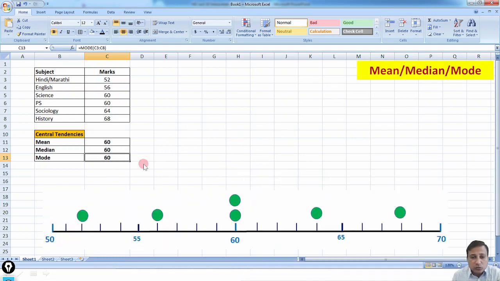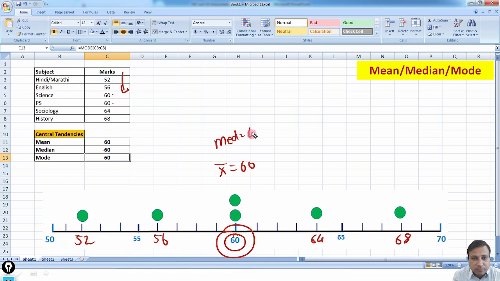Now let me take you all to the distribution. Here are the marks of a particular student. Here is the graphical distribution. Now this circle is showing 52 marks, correct? This is 56. There are two 60 marks. Fine. Here is 64 marks and here is 68. So this is a distribution. And from this distribution, where is my mean? My mean is here. So here x bar is equal to 60. My median is also 60 and my mode is also 60.